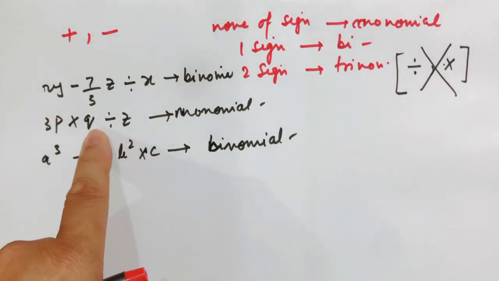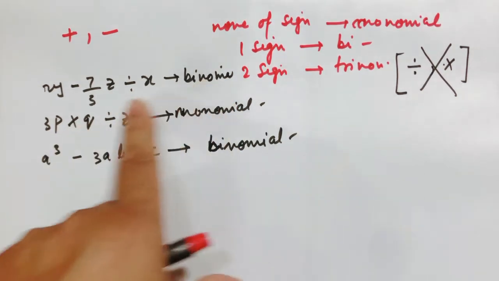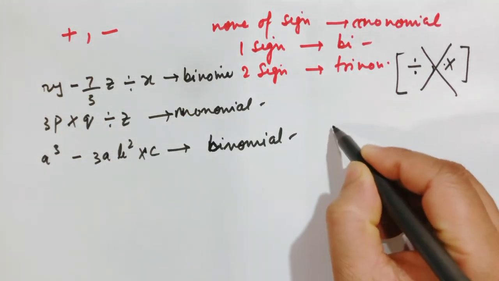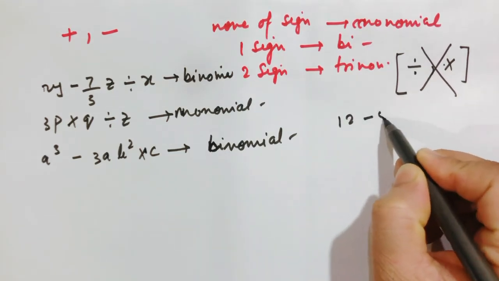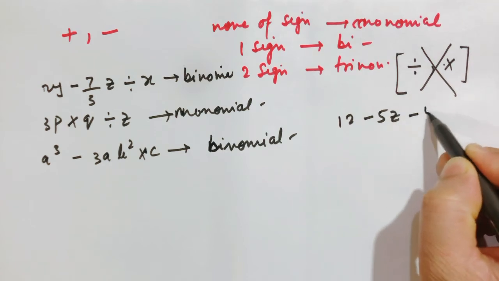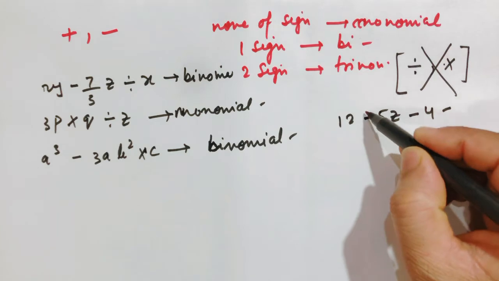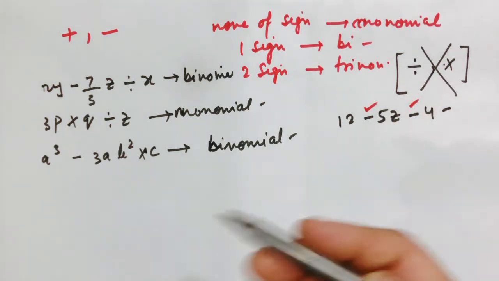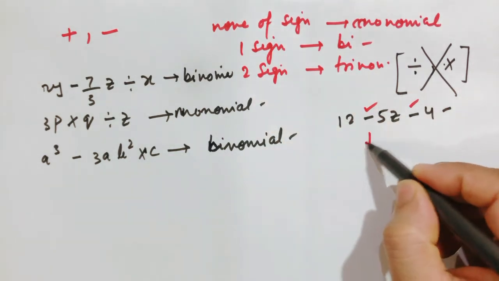Here you can see that this is a monomial because it has none of the signs. Binomial, again it has one sign. If an expression has two of them, shall we take any expression having two signs? So 12 minus 5z minus 4. So what can you say about this? Here two of the signs are given, either positive or negative. So it is a trinomial. Two signs means trinomial.